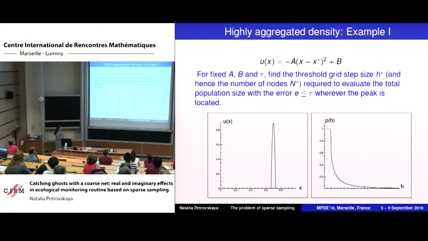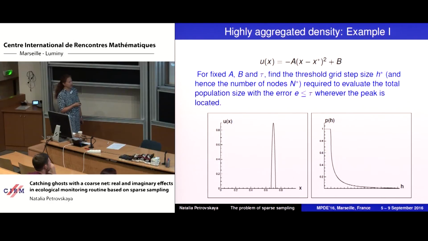And this is our domain, and we don't know where this peak is located within this domain. What is the number of grid points required that we can guarantee this condition wherever the peak is located? And in this simple example, we were able to derive a theoretical result. So this is a theoretical curve: the probability as a function of the distance between neighboring grid points.